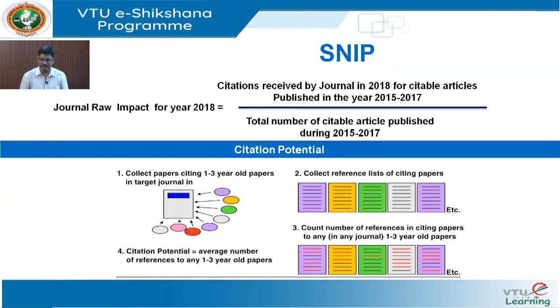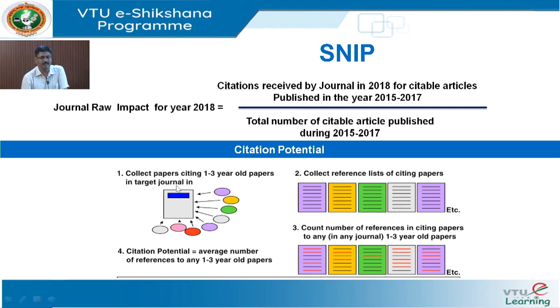So how is it calculated? First, the raw journal impact factor is calculated based on the CiteScore formula. It is as simple as the CiteScore formula: citations received by a journal's citable articles from 2015, 16, 17, divided by the total number of articles published in these 3 years. This is your CiteScore, which is also called the journal raw impact factor. Then citation potential: how many citations this journal gives to other journals. That is citation potential.